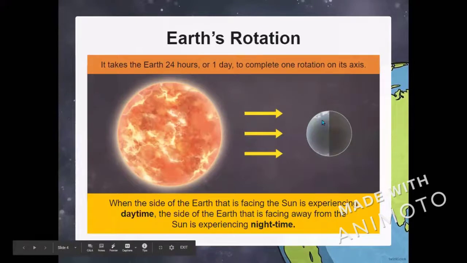experiencing daytime. As you can observe, we have here this part which is lighter, right? And this one is darker. The side of the Earth that is facing away from the sun is experiencing nighttime. You see? Day and night. Day because you have the light from the sun, and night because this part is not receiving the light from the sun.